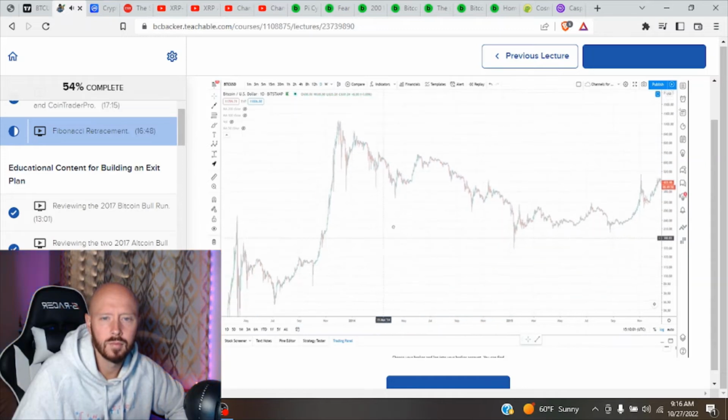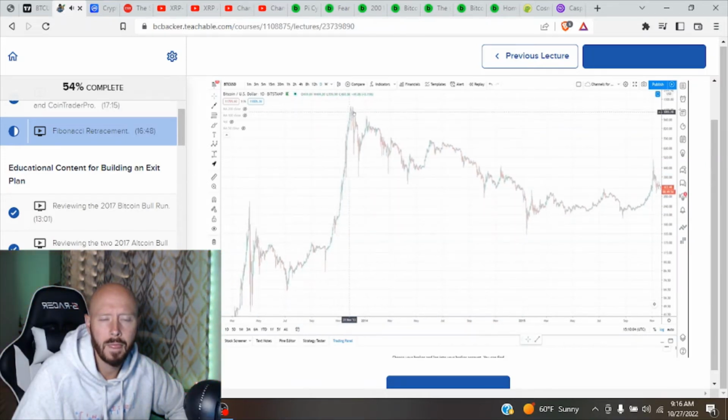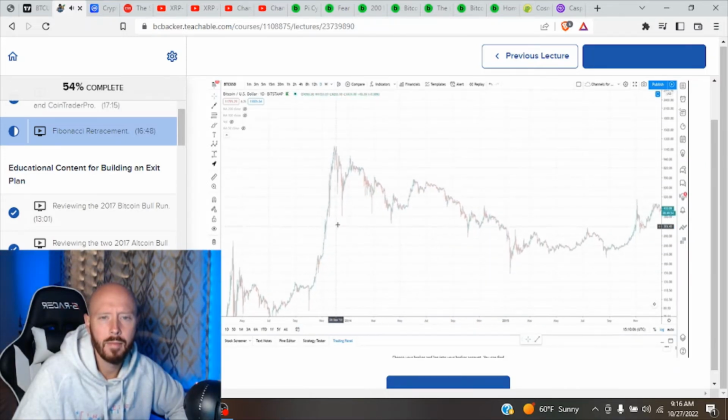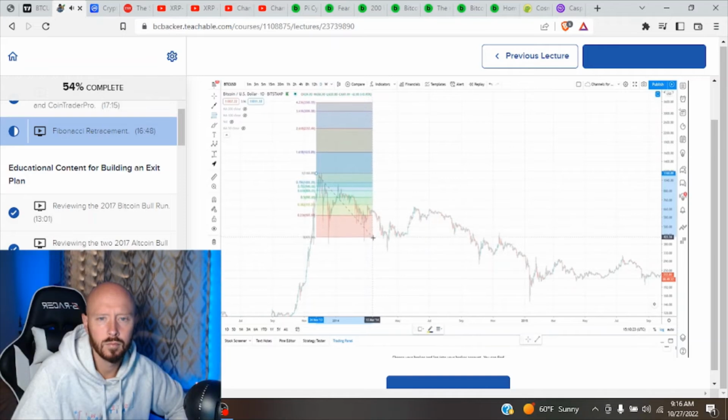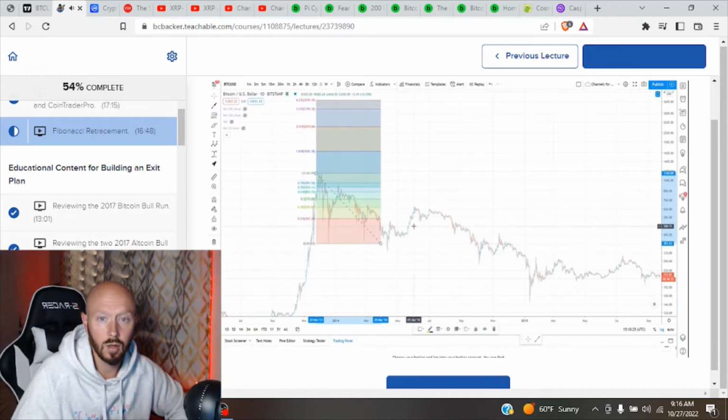Is there anything you could have done after this parabolic move to the top to avoid that, right? Well, a lot of people probably were panic selling right down in here after the price had already crashed from $1,100 all the way down to $400. A lot of people were panic selling down here. But what would have been the smart play? The smart play would have been to do a Fibonacci retracement on the crash and say, you know what, my rule is it has to retrace before I get out.